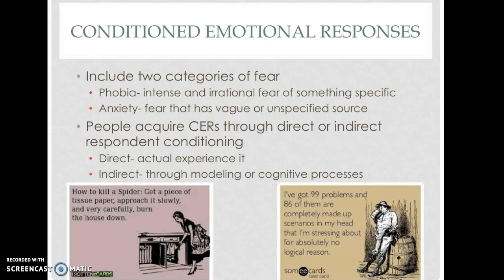People acquire conditioned emotional responses through direct or indirect respondent conditioning. In direct respondent conditioning, you actually experience the process. You actually have an experience where a spider elicited the fear response. In indirect respondent conditioning, you don't actually have to experience it, but can rather acquire the learned response through modeling or cognitive processes. For example, your mother was always afraid of spiders, and through seeing her flip out around them and talking about how awful they were, you learned to fear them too.